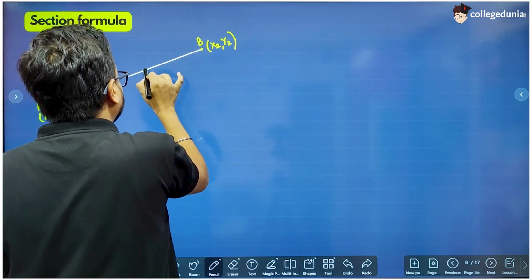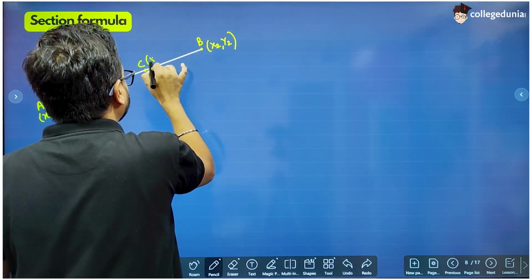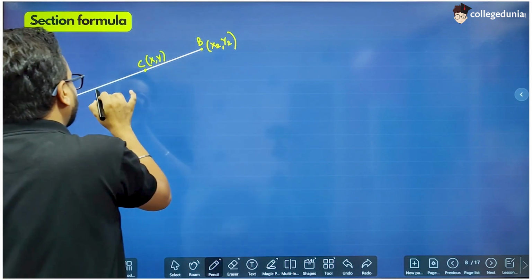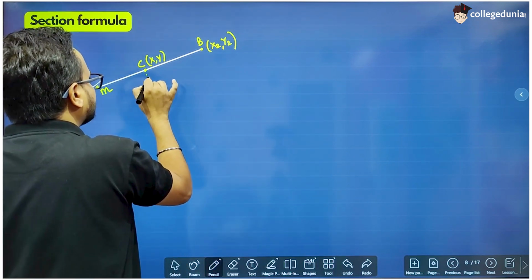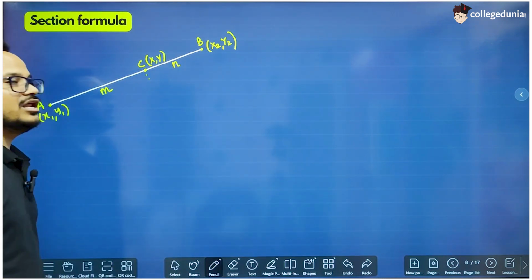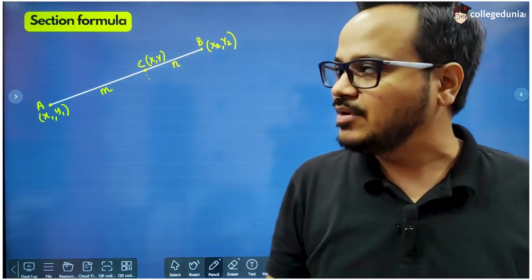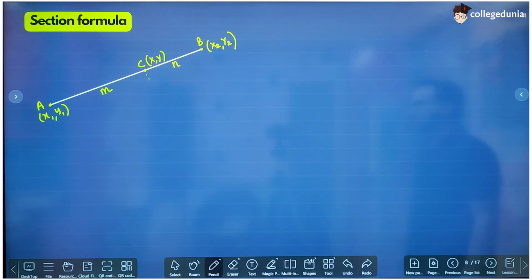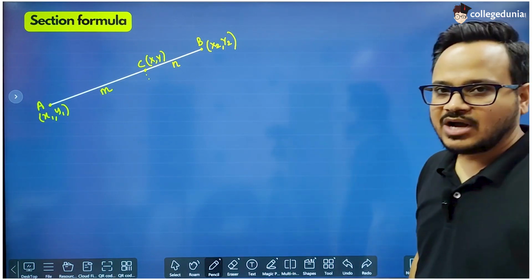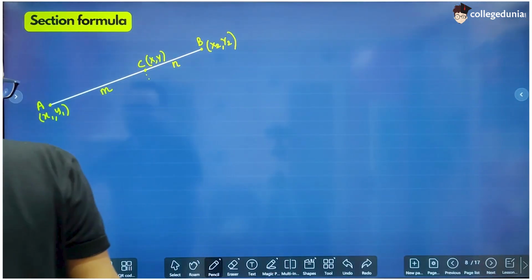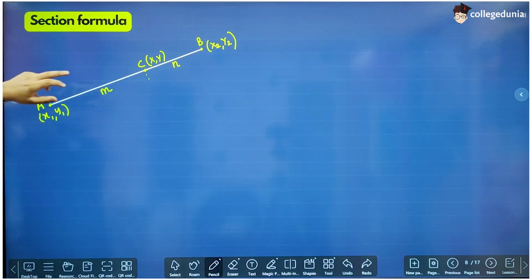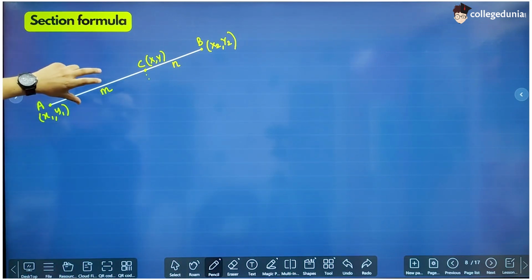Suppose there lies a third point between A and B, whose coordinates are x, y, and this point divides this line segment in the ratio m:n. This point C divides the line segment AB in the ratio m:n. Coordinates of C are x comma y, and this ratio is m:n.